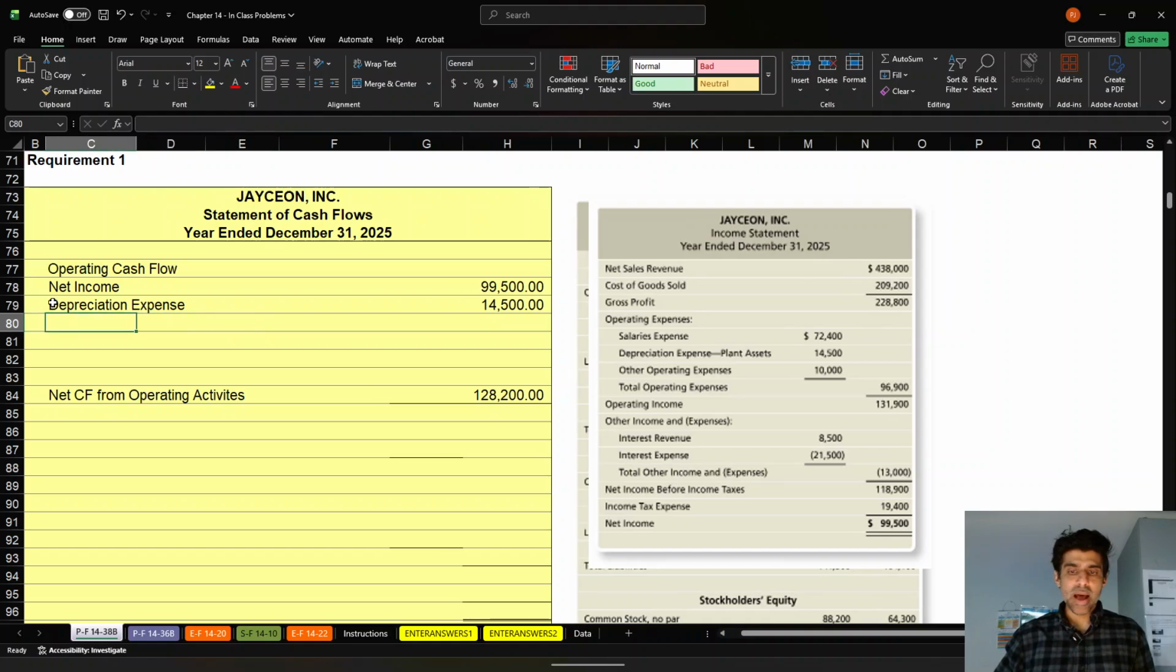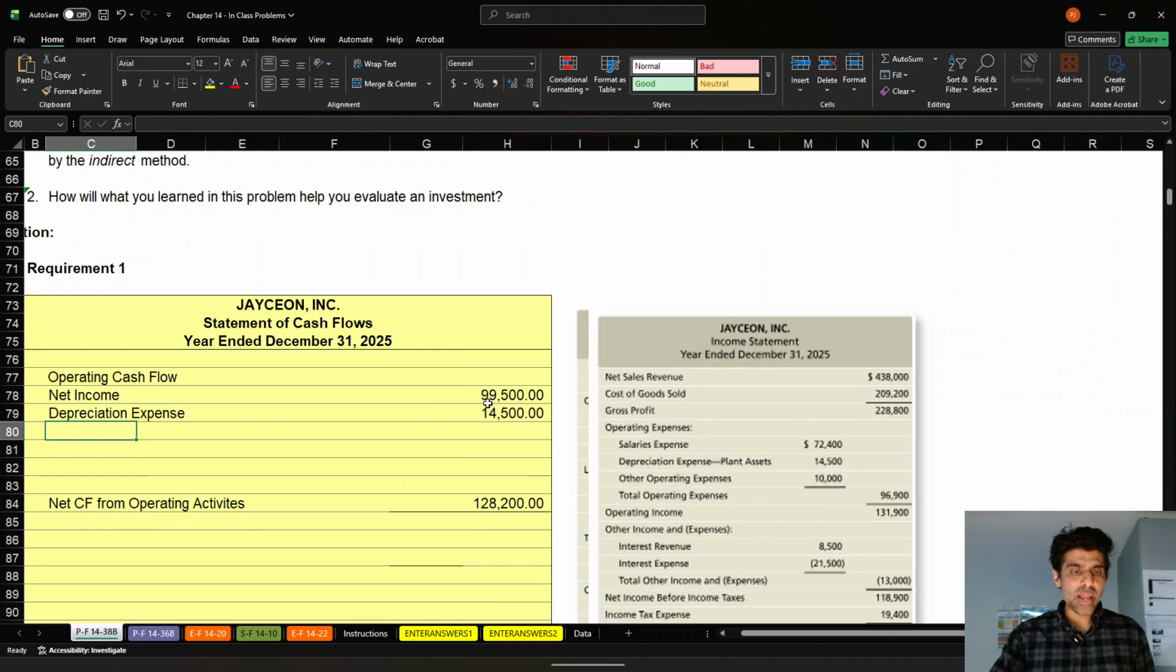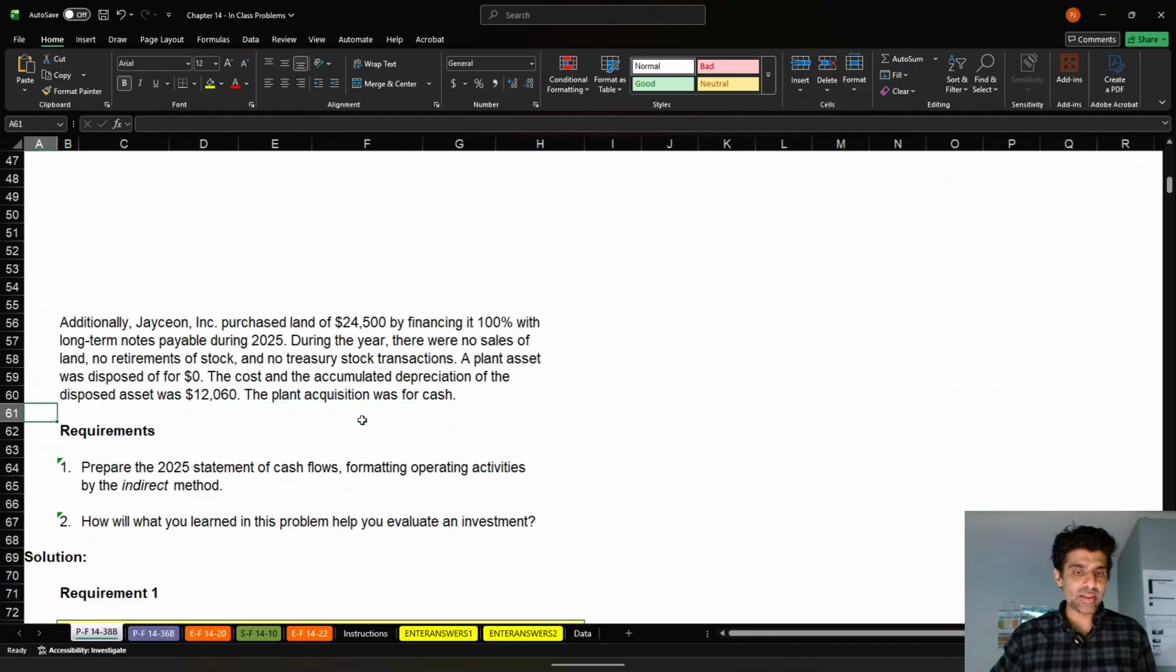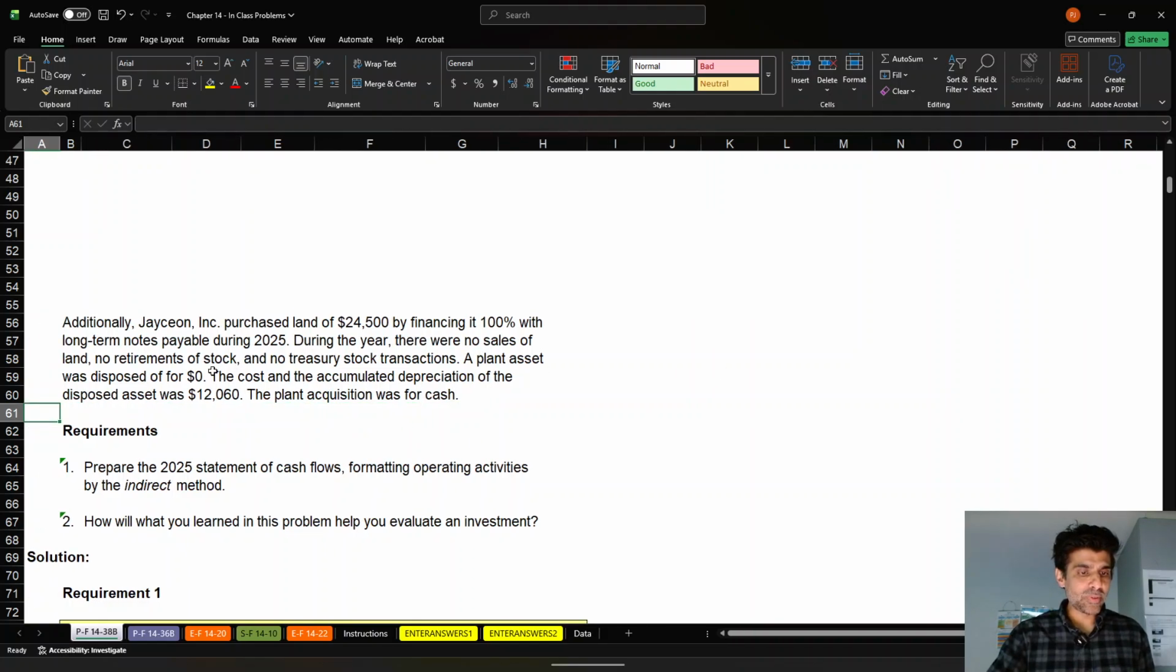Okay, so now it didn't mention any gain or loss on the sale of an asset. Yeah, so it says a plant asset was disposed of for $0. During the year, there were no sales of land, no retirement stock, no treasury stock transactions. A plant asset was disposed of for $0. So there's no cost and accumulated depreciation of the disposed asset was okay. So there was a disposal, but the book value was what of that disposed asset?